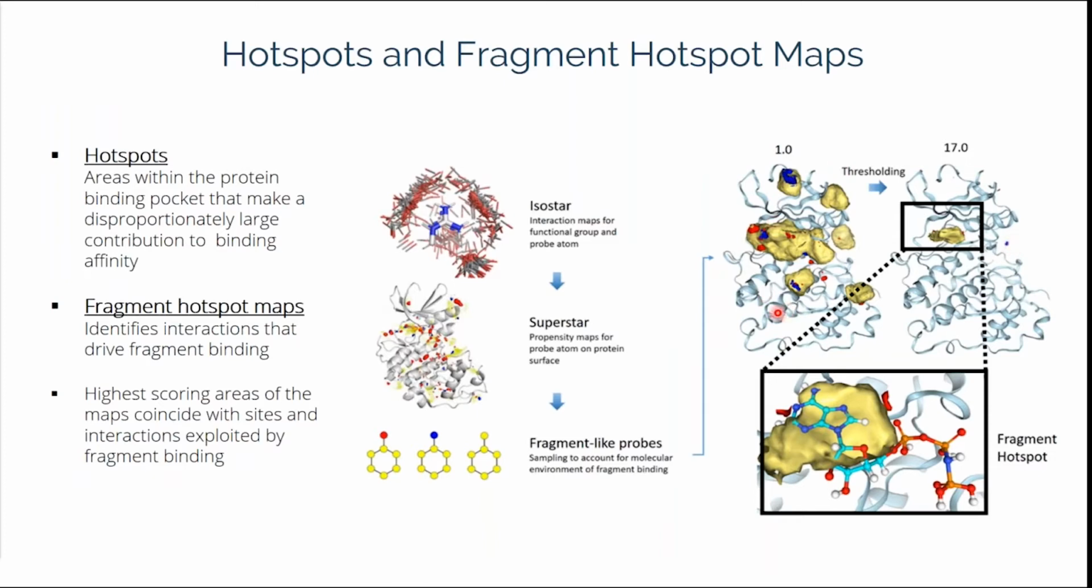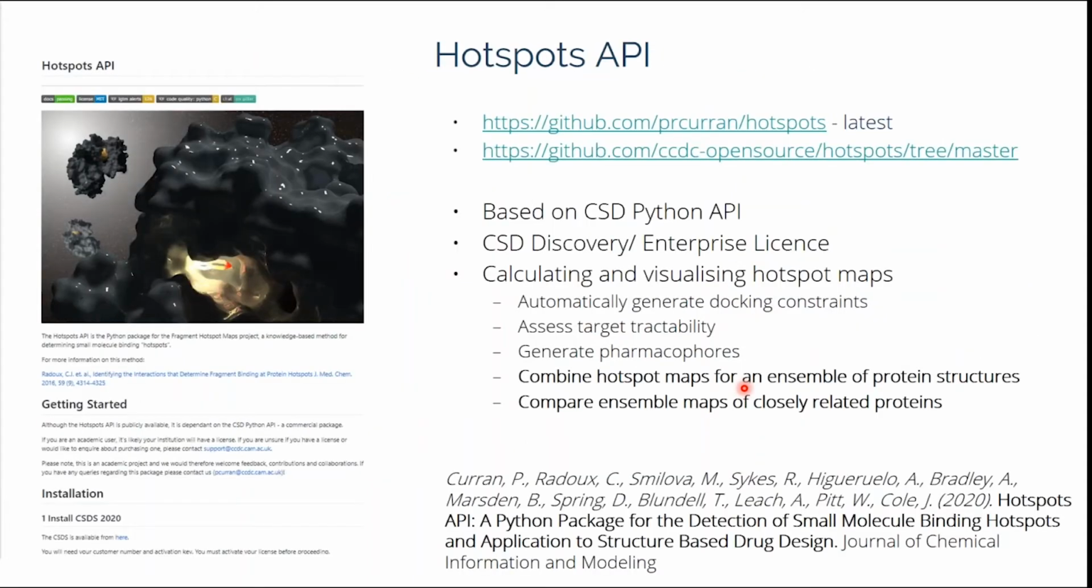And this results in the fragment hotspot maps. So as you can see, these maps still have density through in large areas over the protein structure, but they have a much greater range of scores. And in fact, if you contour around the highest ranges, that will actually highlight the areas and interactions that have been shown to drive fragment binding. So in this case, it's a kinase, and it highlights the hinge found before.